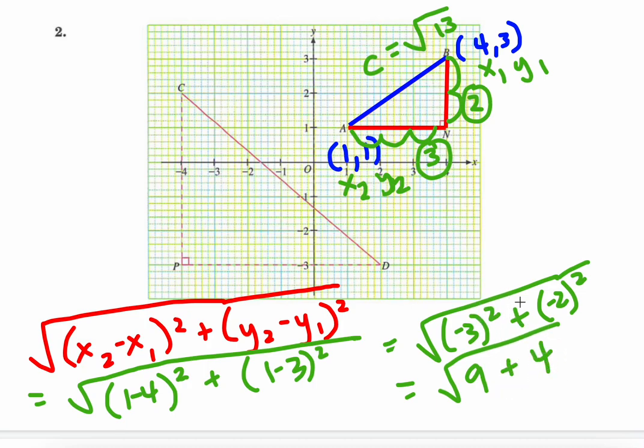So that square up there is going to make it so it doesn't really matter, because you're still going to end up with the same answer and positive. 9 plus 4 is 13. It's the square root of 13. Still get the same answer. Did we need the graph at all?